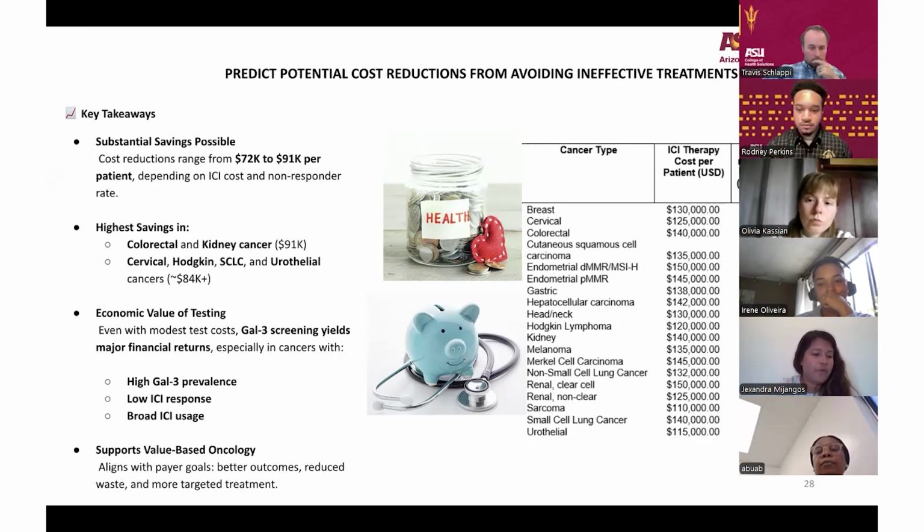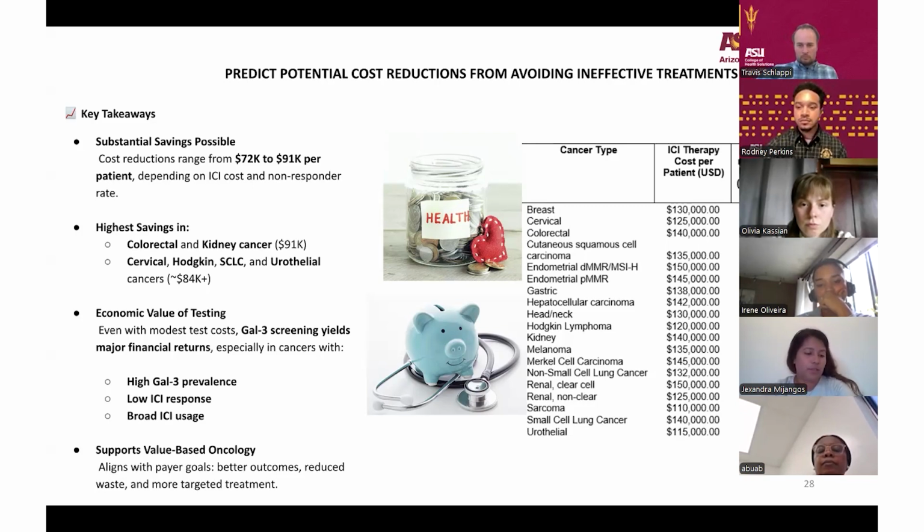For example, I have some cost reductions ranging from $72,000 to $91,000 per patient, depending on the type of cancer they have, and depending on the ICI cost and the non-responder rate they have too. And galectin-3 staining identifies these non-responders, preventing this unnecessary treatment. Some of the targets for galectin-3 expression cancers are mostly prevalently found in colorectal cancer, melanoma, kidney cancer, cervical, Hodgkin, and urothelial cancers. And this is where we can see the highest savings.